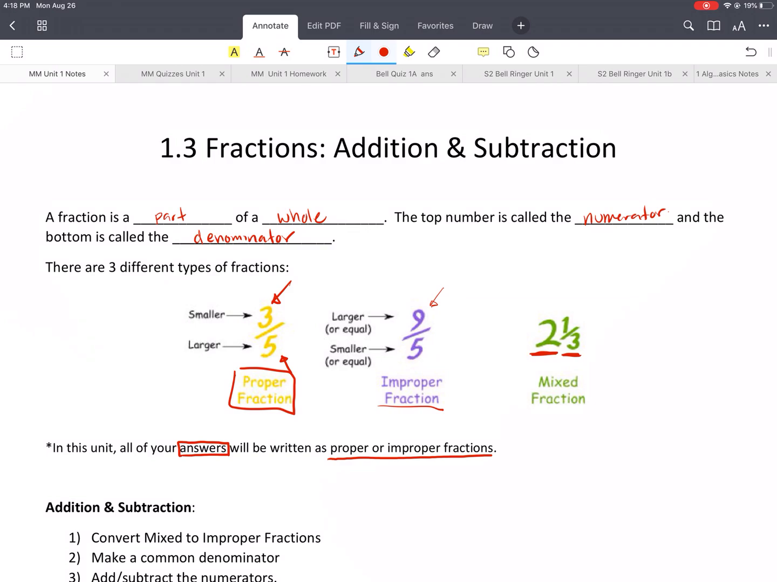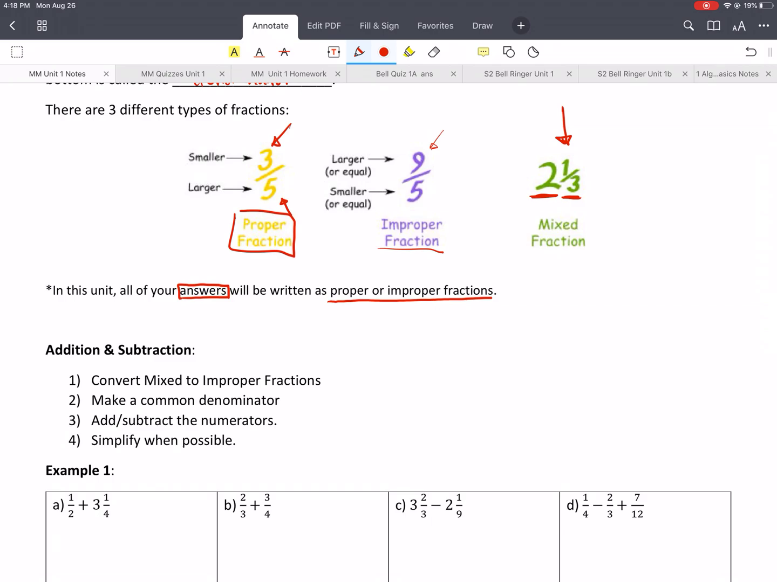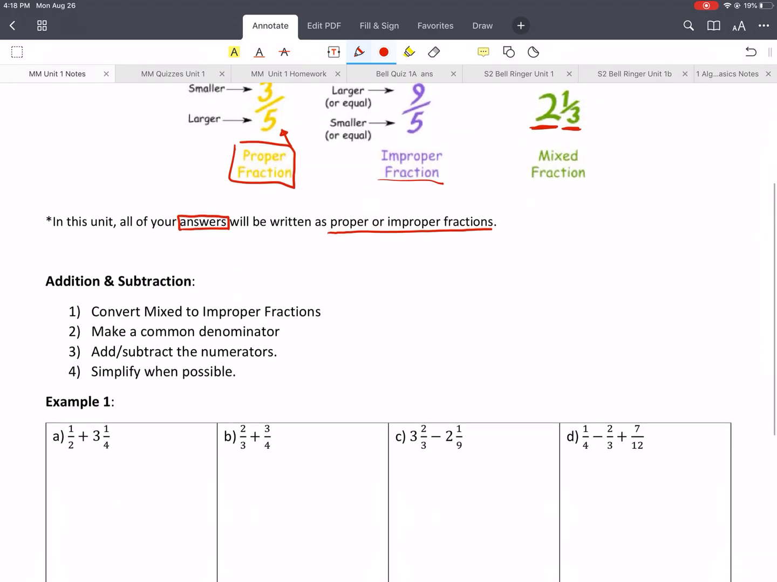All right, in this unit, all of our answers will be written in either proper or improper fractions. Sometimes we'll have a problem where we start with a mixed fraction, but your answer will always finish in a proper or improper fraction.